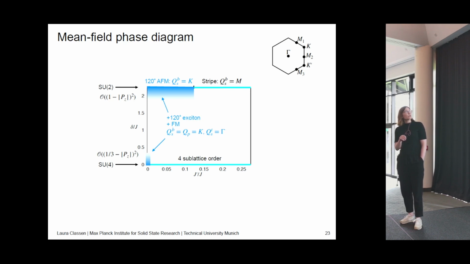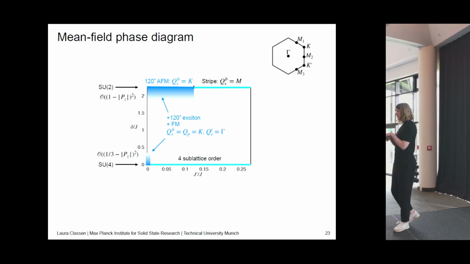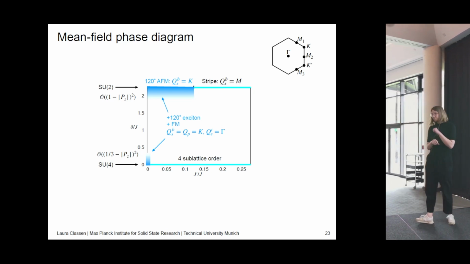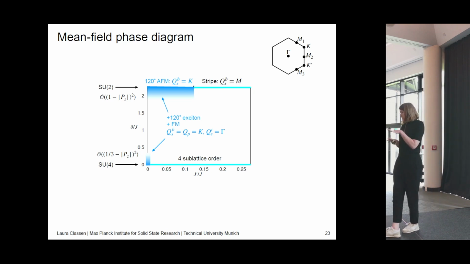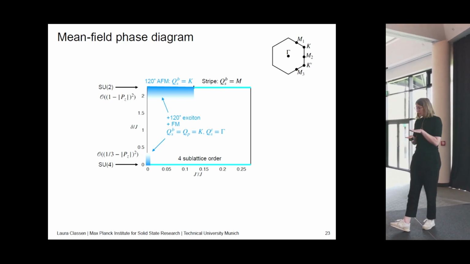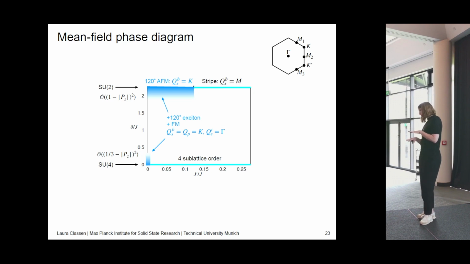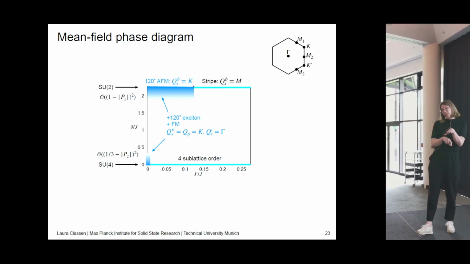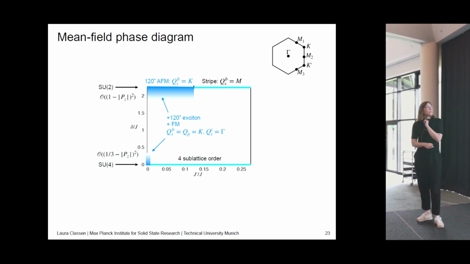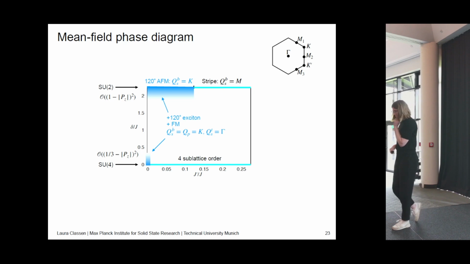So in the SU2 scenario, say for large displacement fields, it means we start populating the top layer. And it turns out that in this case, we kind of continuously go from this 120-degree antiferromagnet in the bottom layer to the same thing with the ferromagnetic configuration in the top layer, and also a 120-degree configuration in the excitonic order. And this happens both at large and at small fields.